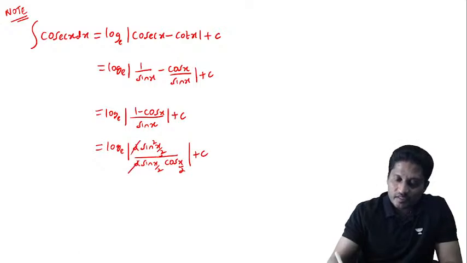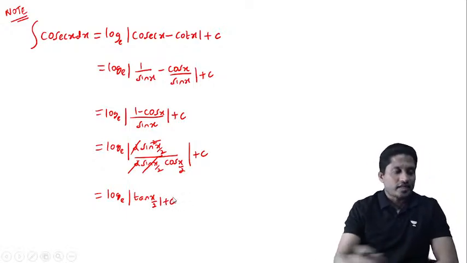2 and 2 cancel, the sine will cancel with the square. This is log of sine by cos, which is tan, so this will be tan x by 2. So this is the formula, guys. Integration of cosec x is log tan x by 2.